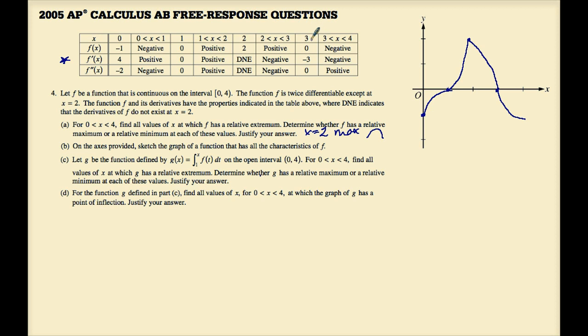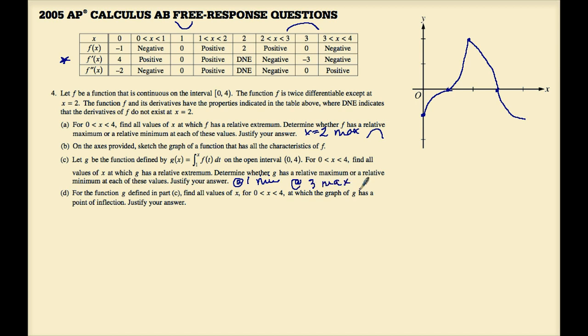Of course, we need to determine whether the sign of f of x changes on either side of these critical numbers, and it does from negative to positive at 1 and from positive to negative at 3. This means that we have a minimum value at 1 and a maximum value at 3. So the answer for letter C: at 1, a minimum. At 3, a maximum.